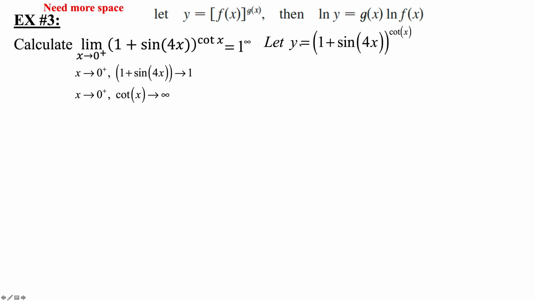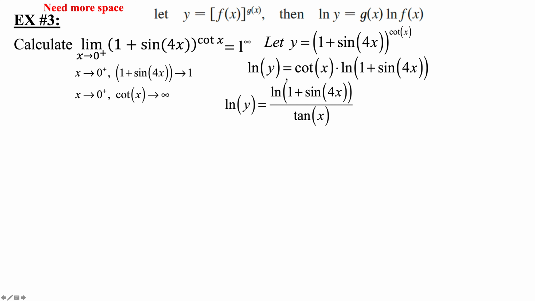We're going to take y and let that be our function right here, a function raised to a function power, and we're going to take the natural log of both sides. What that does is it moves cotangent of x out to the front, multiplied by the natural log of both sides. So now what do we do?